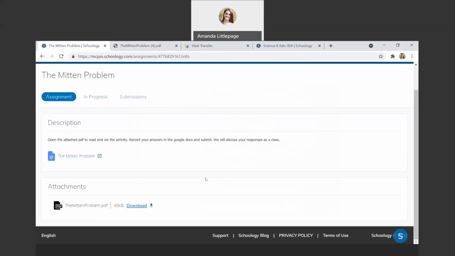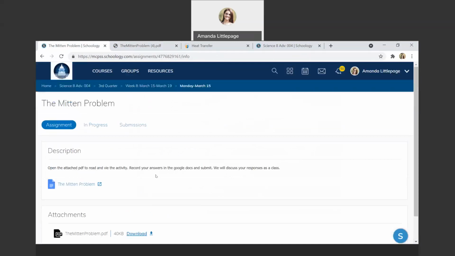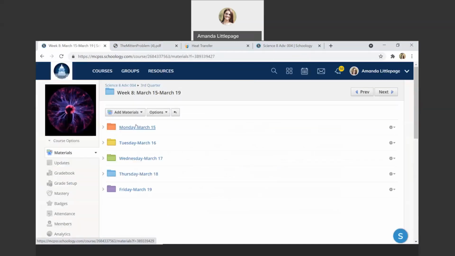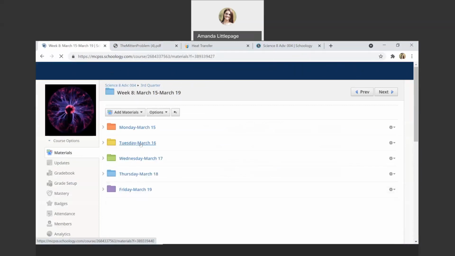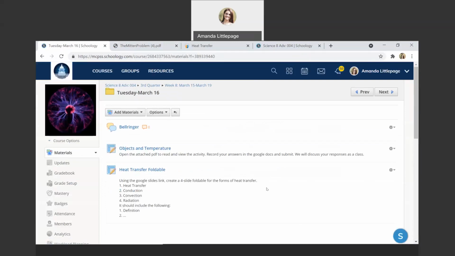Now that we've gone over the mitten problem, I'm going to go back into Schoology. Also last week, you had the mitten problem one day. You should have made a foldable.